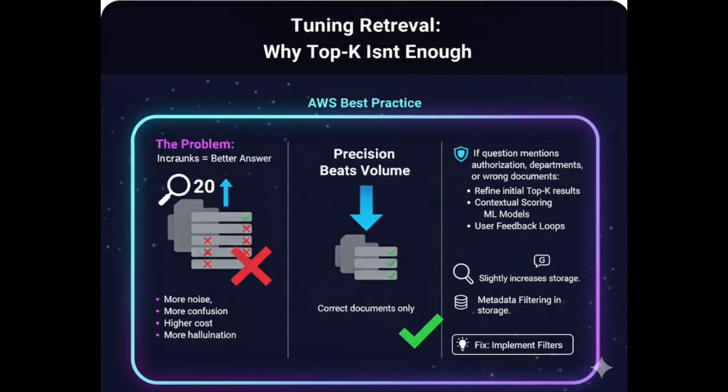Now let's address a common mistake. When answers are bad, people say, let's increase top K, from 3 to 10, from 10 to 20. This usually makes things worse. More chunks means more noise, more confusion, higher cost, more hallucination. AWS wants you to know this. Precision beats volume. Which brings us to re-rankers.